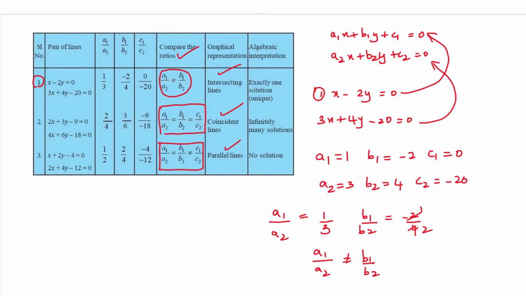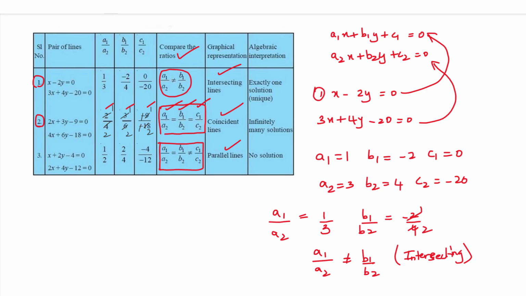Then if this happens, what do you say? That the graph will always produce intersecting lines. Without even finding the points, just by comparing the ratios, we can say how the graph would be. Next, in the second equation, after doing a1 by a2, b1 by b2, c1 by c2, see here 2 by 4, 3 by 6, minus 9 by 18. What is 2 by 4? 2 ones are 2, 2 twos are 4, so 1 by 2. 3 ones are 3, 3 twos are 6, minus minus cancel, 9 ones are 9, 9 twos are 18.